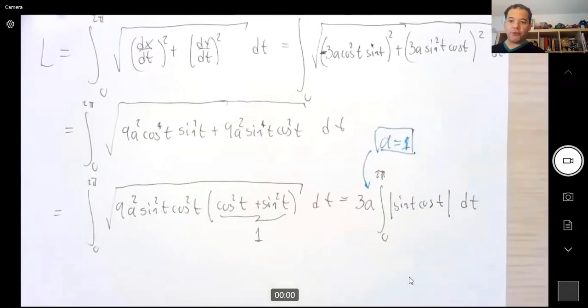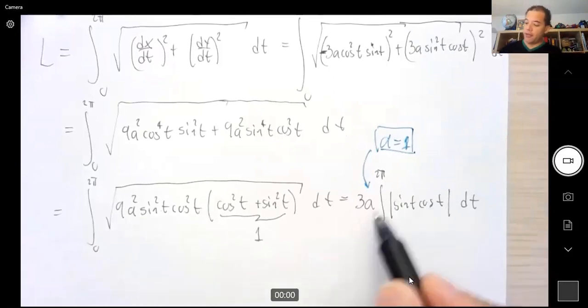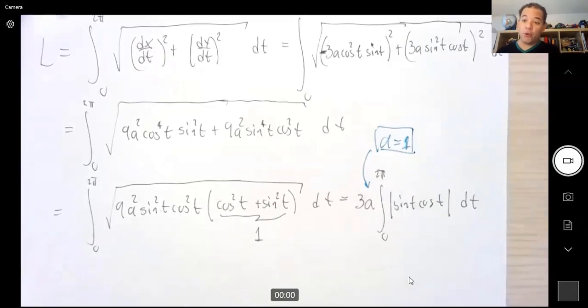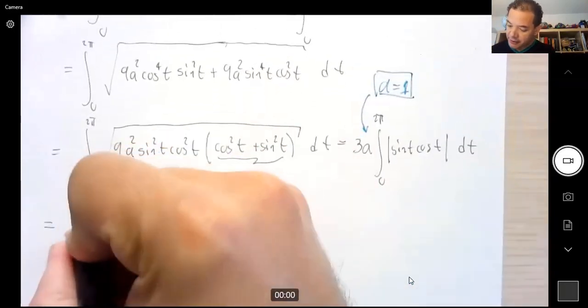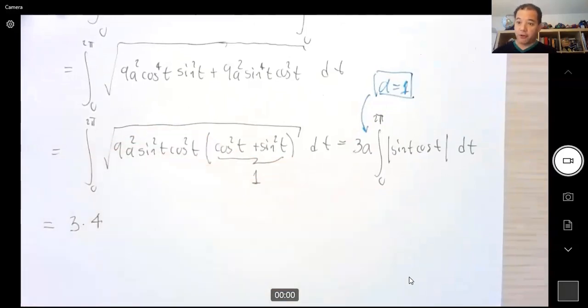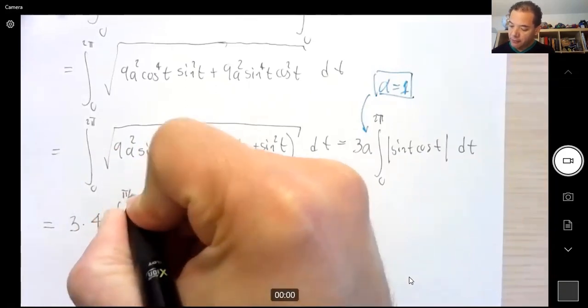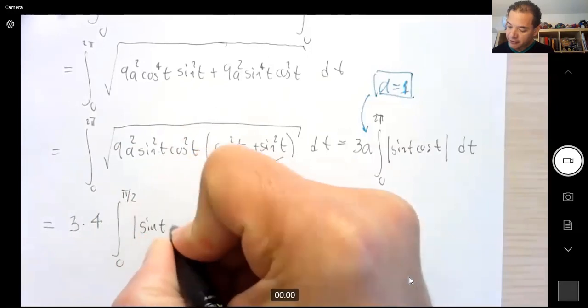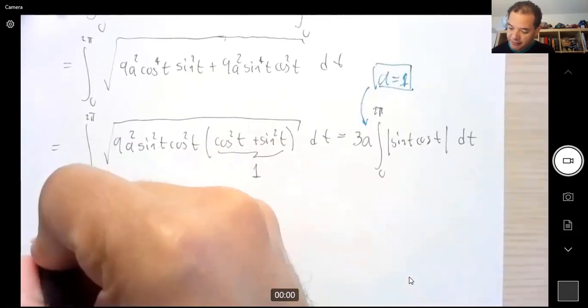And the other thing to note, as you saw from the graph that I just showed you, is that our graph was symmetric, right? So we had 4 pieces that were exactly the same. So instead of doing from 0 to 2 pi, maybe we do from 0 to pi over 2, and we multiply by 4. So that's how we're going to continue right here. This is 3 times, and then we're going to multiply by 4 because we're going to use the symmetry. And now it will be from 0 to pi over 2 of sine t cosine t dt. And this is by symmetry.